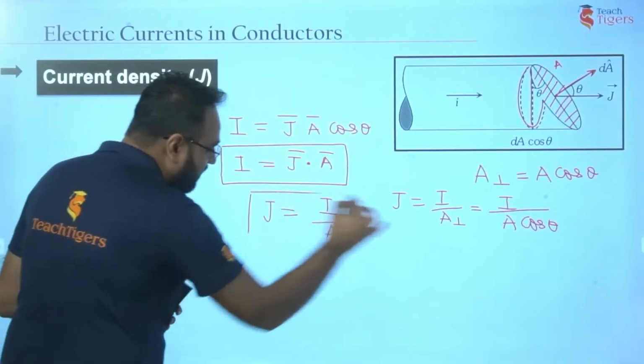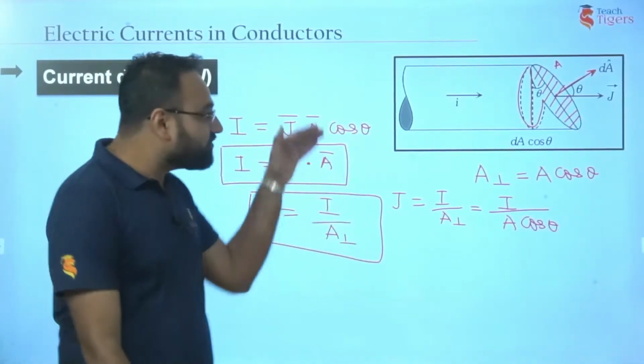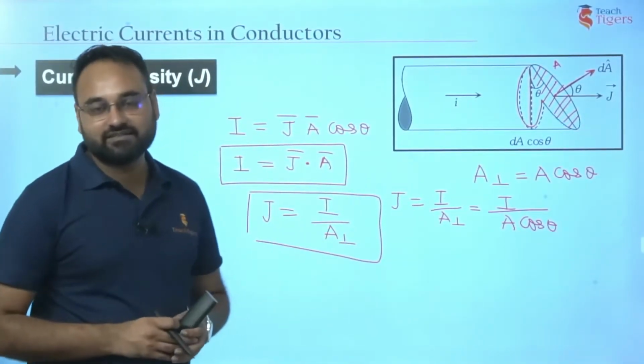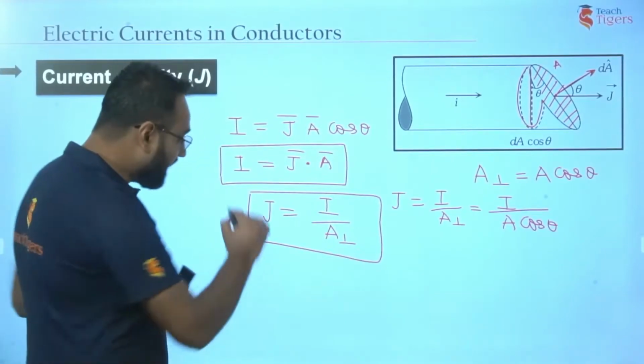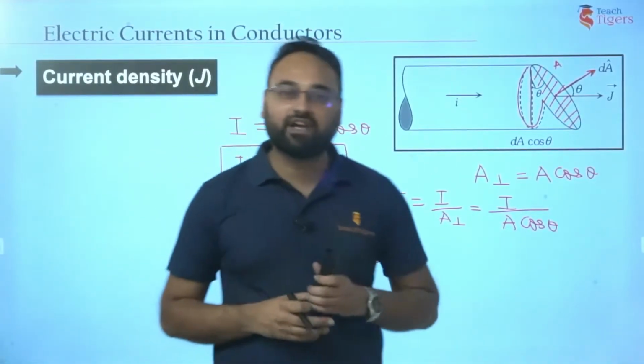That means the perpendicular component of area. Perpendicular to what? Perpendicular to the flow of charge. So this is how we define current density. I hope now it must be clear to you what current density is and how we define it.